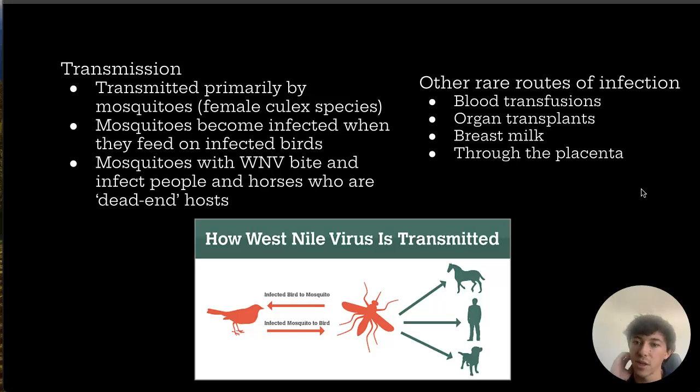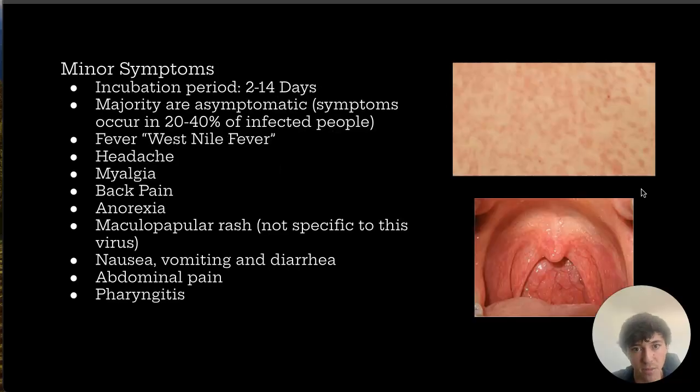Other rare routes of infection include blood transfusions, organ transplants, breastfeeding, and through the placenta. Organ transplants, those are the most common form of becoming a neuroinvasive disease. Minor symptoms, these usually last anywhere from 3 to 6 days, maybe a couple weeks if you're unlucky. The incubation period is 2 to 14 days. Majority are asymptomatic, like 80% are asymptomatic, so it's not really a high worry.